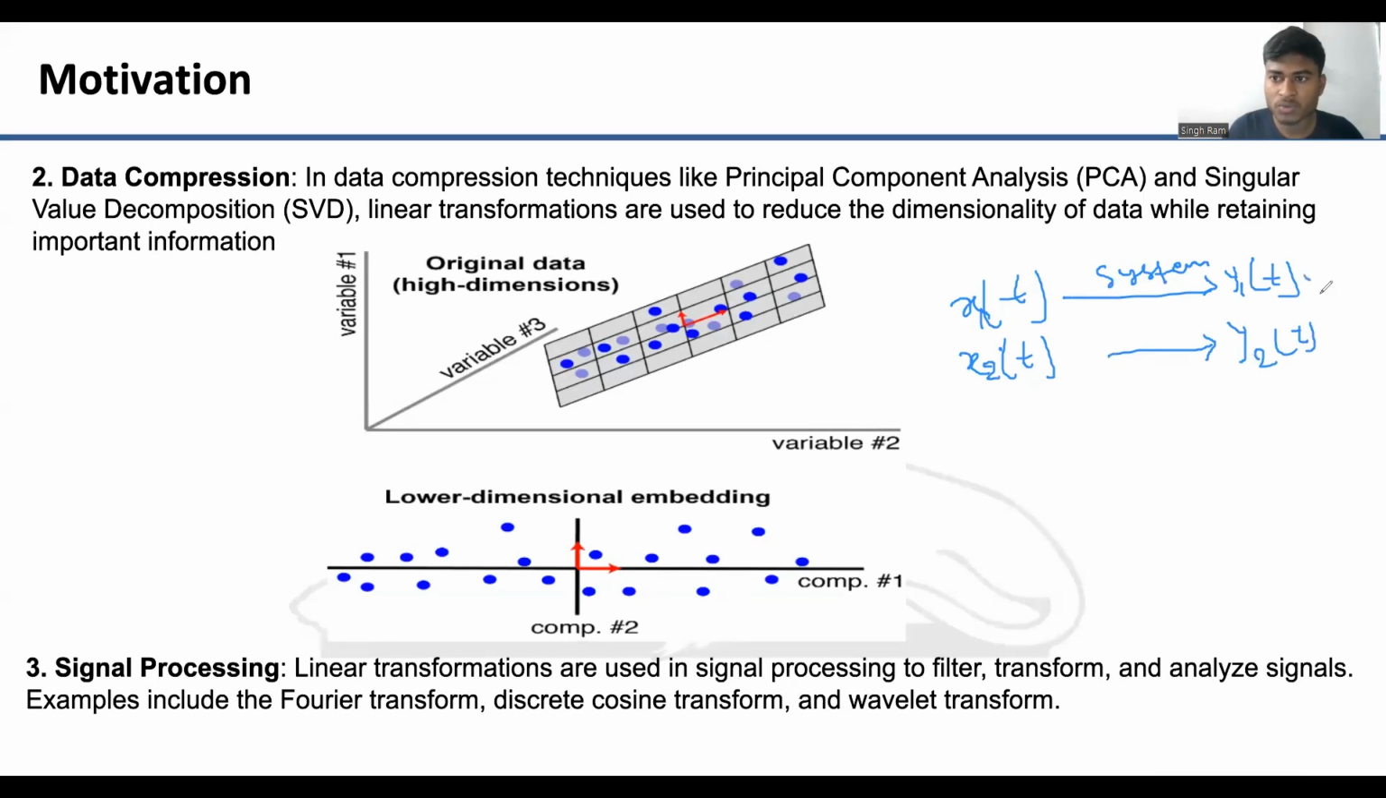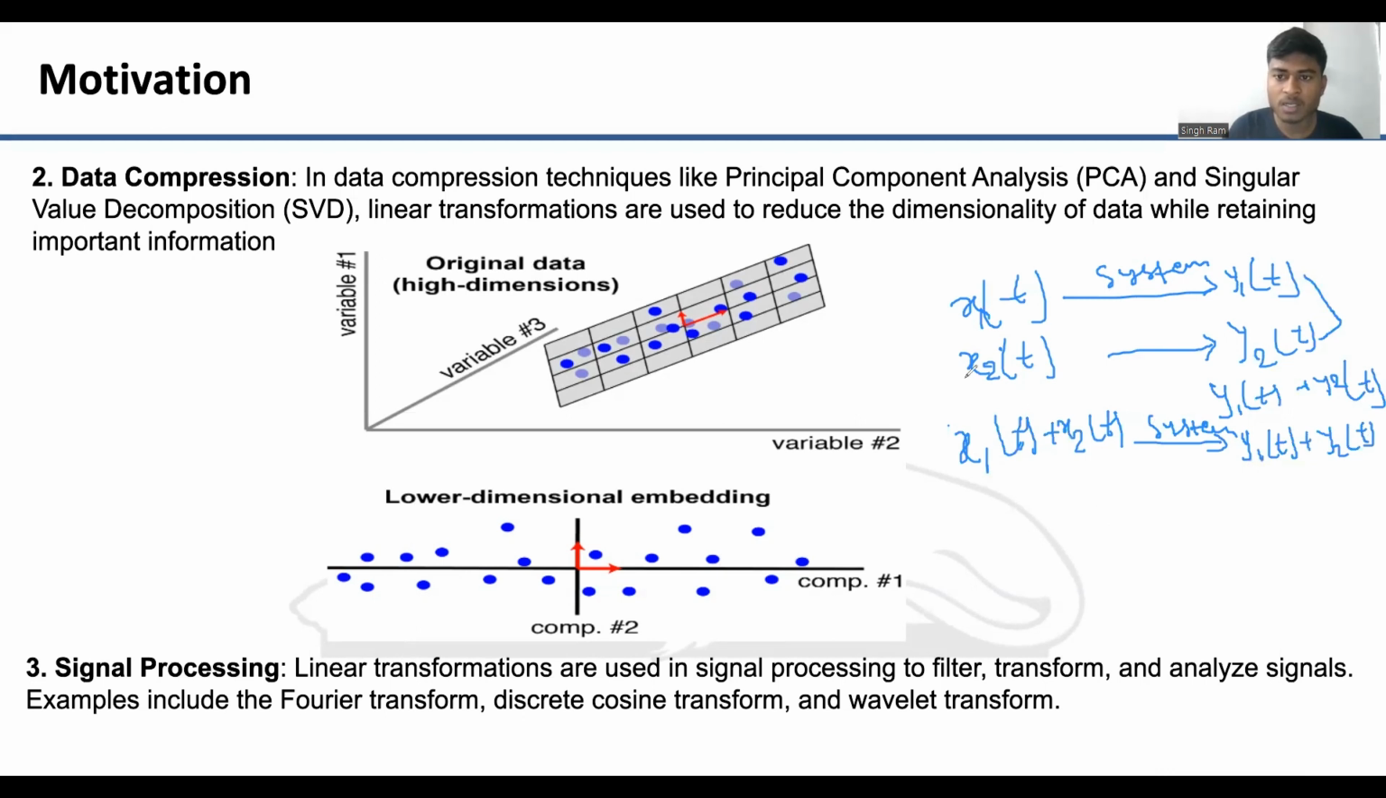Then the addition of these two signals will be what? y1 of t plus y2 of t, right? And if we add the initial signals first and then pass them through the system, then our result will be the same. There will be no change, right? So this is an example of linear transformation in signal processing.